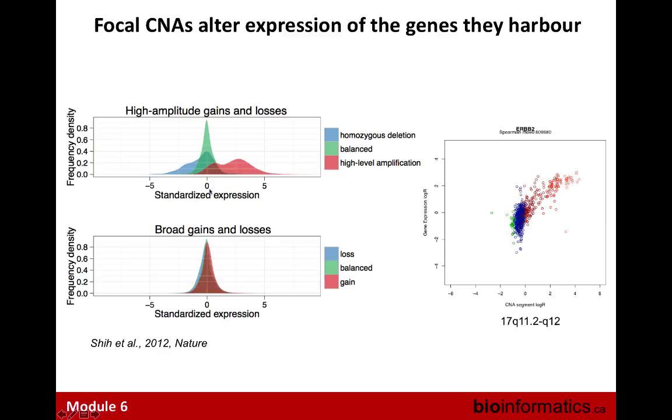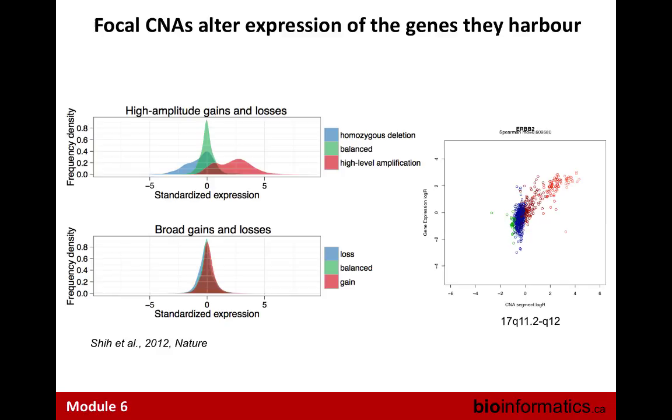And the difference in gene expression as a function of whether the high amplitude gains or losses are homozygous deletions or balanced in copy number or high level amplification. So you can see that the focal events actually drive gene expression changes to a much higher degree. And that's because gene expression is sensitive to copy number, but also many other regulatory events, right? So how many transcription factors bind to that locus and their regulation, et cetera.